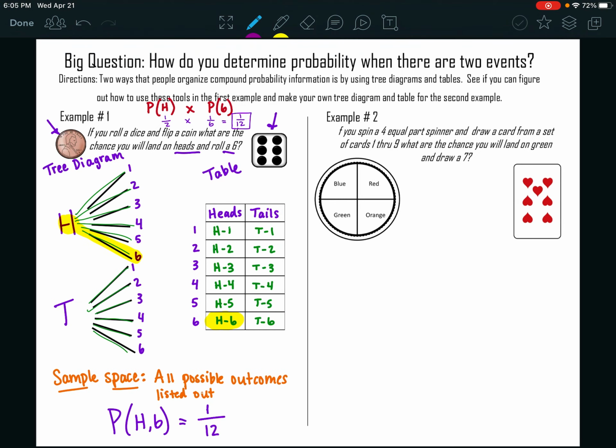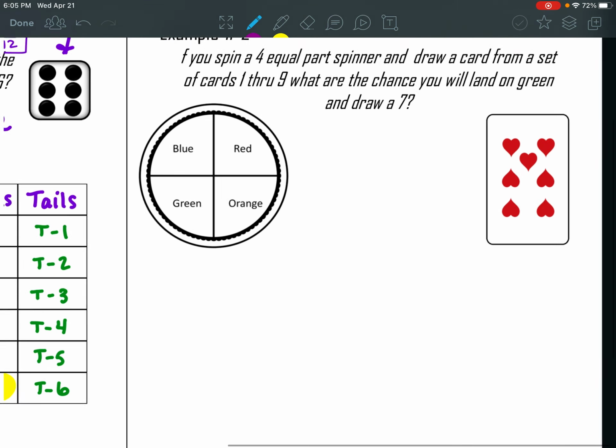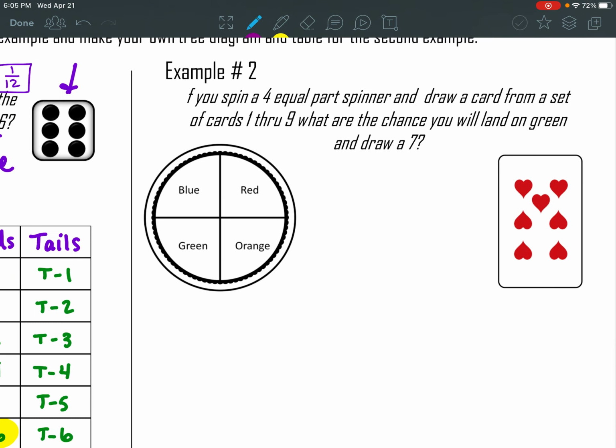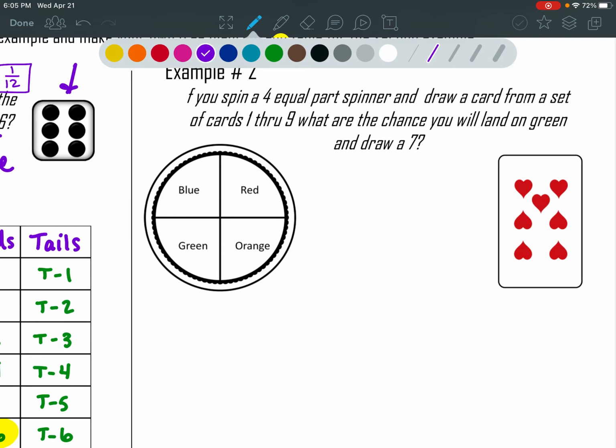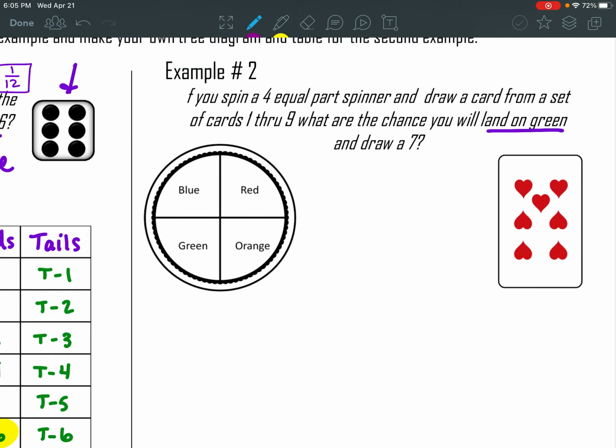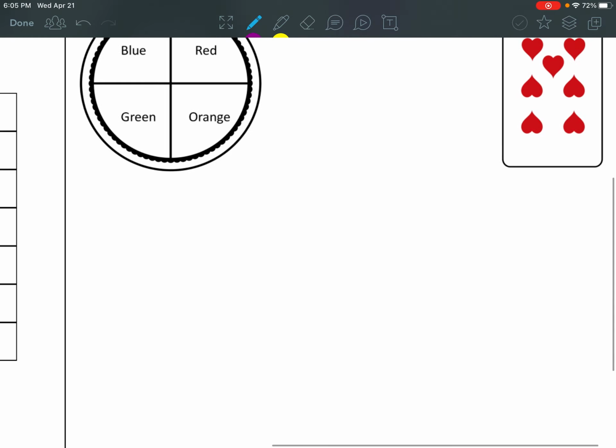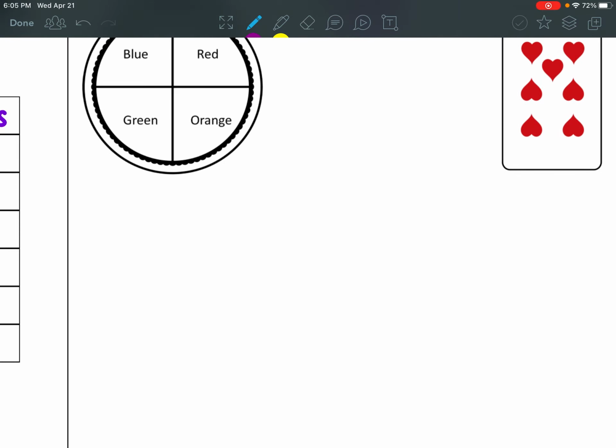Okay? Now, if you haven't had the chance, pause the video and try example 2. See if you could list out the sample space, list out every possible outcome, and then figure out the probability of landing on green and drawing a 7. So we could list out and make a tree diagram.